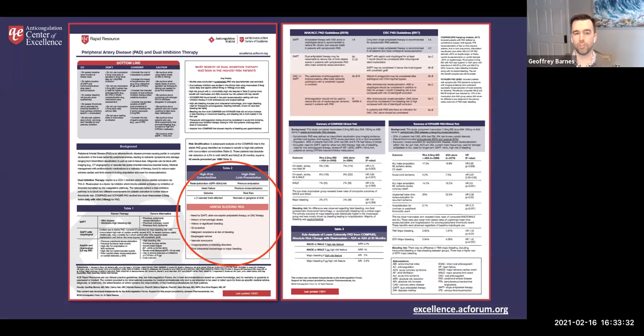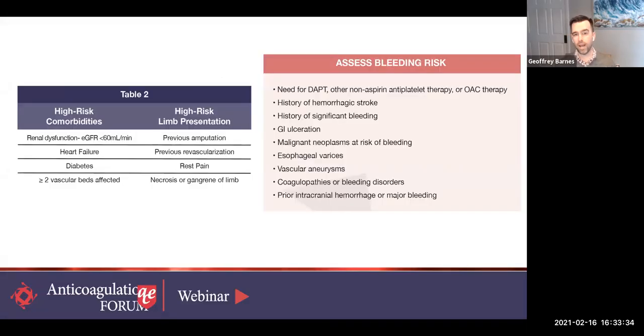Yeah, Eva, I think these are two great questions. And I think we can go back to that same part of the rapid resource to look for this. So table 2 on the left-hand side of the screen helps us think about what some of the high-risk clinical comorbidities are, the patient-level features, and then what are some of the high-risk limb presenting features, some of the things we really need to think about the limb itself.